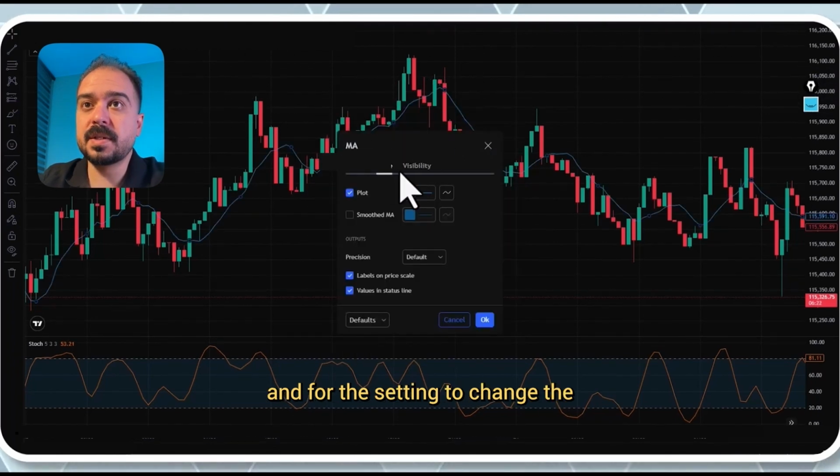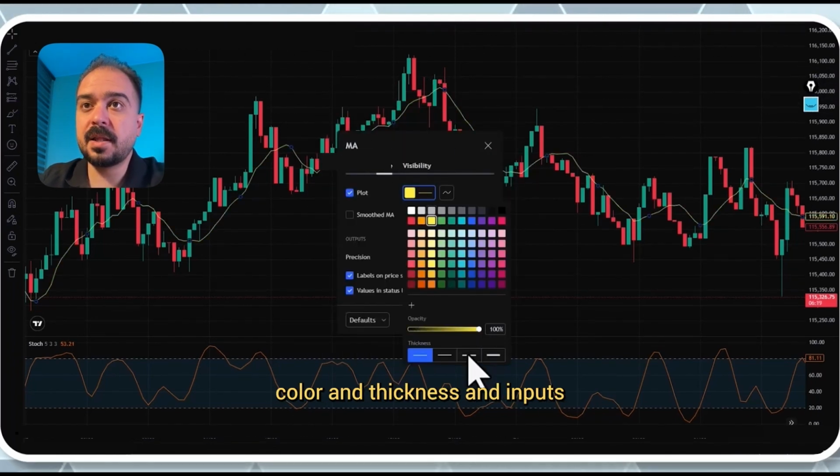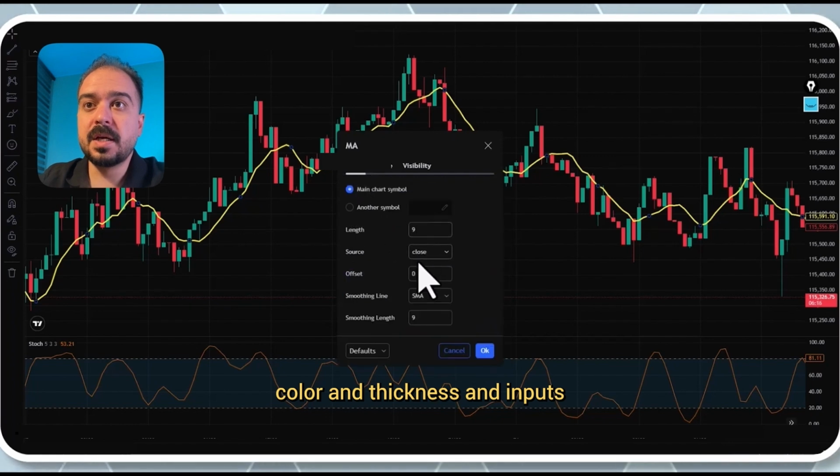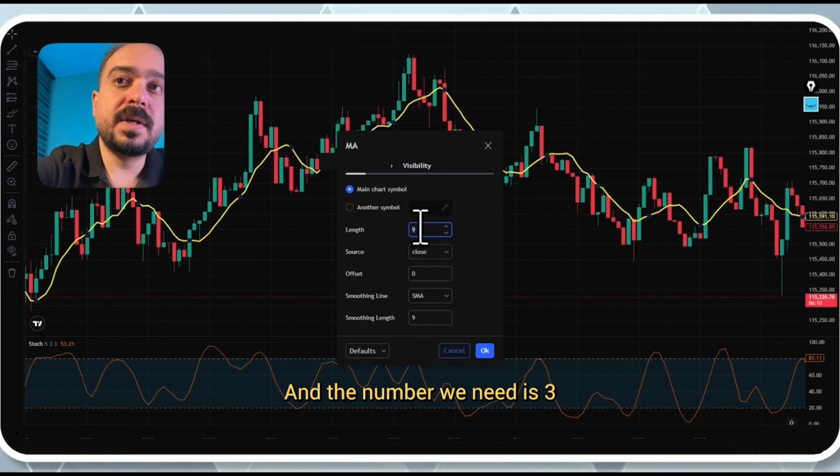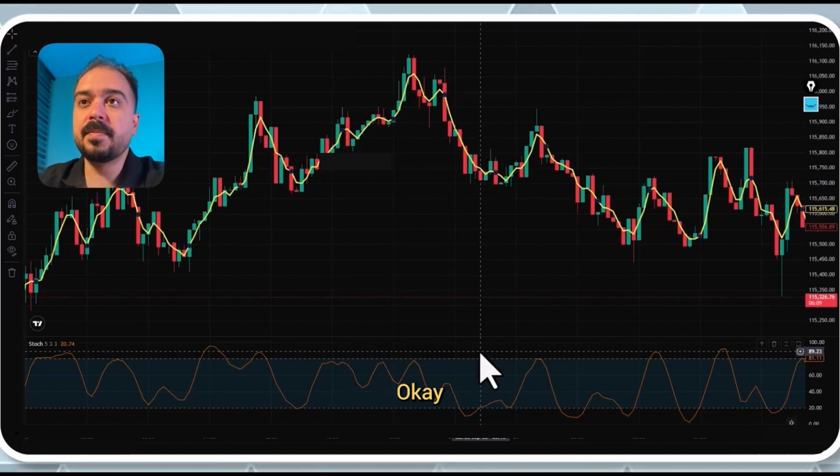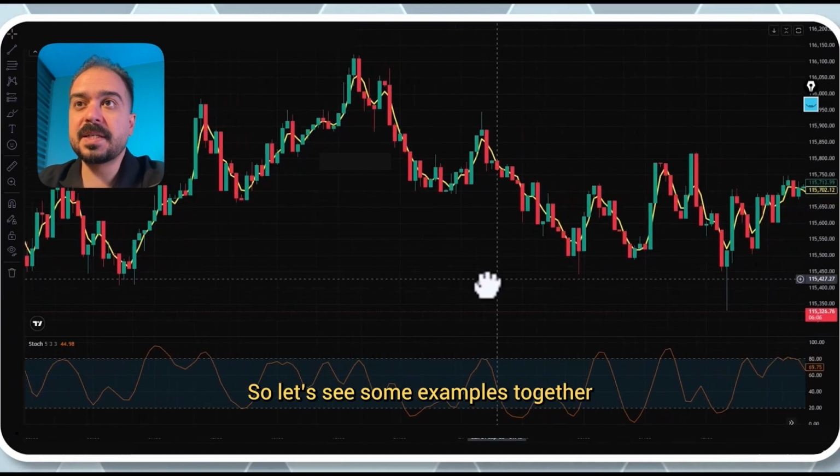And again, we need to add a moving average. For this setting, we change the color and thickness and inputs. We need the source to be close and simple moving average. And the number we need is 3. Okay, so let's see some examples together.